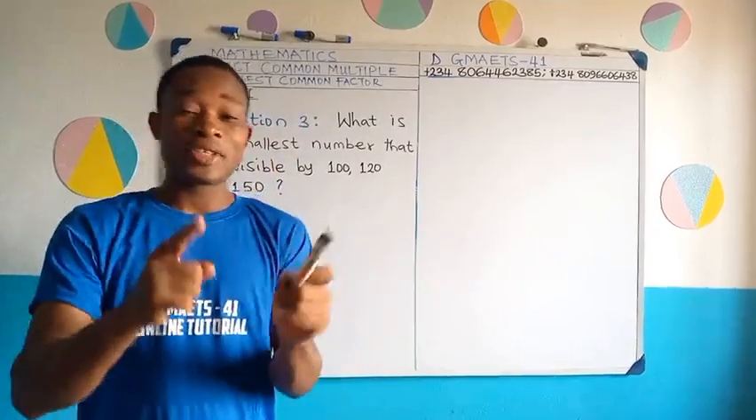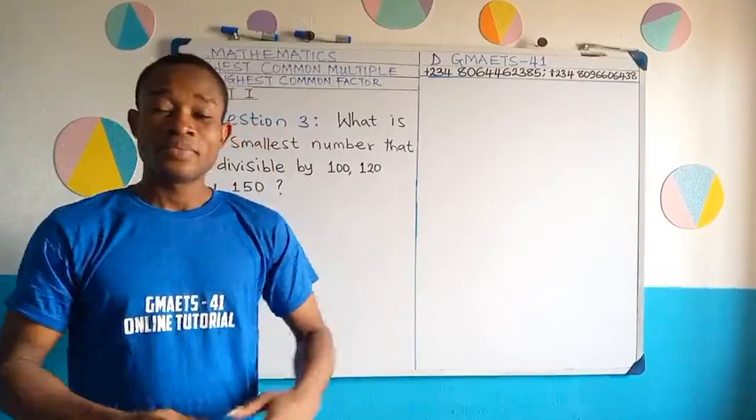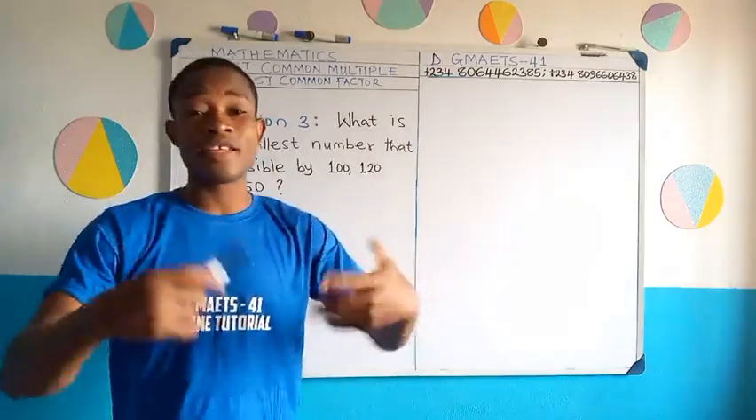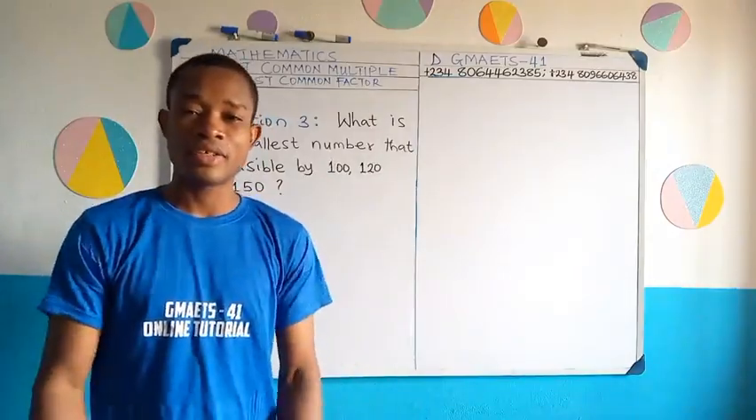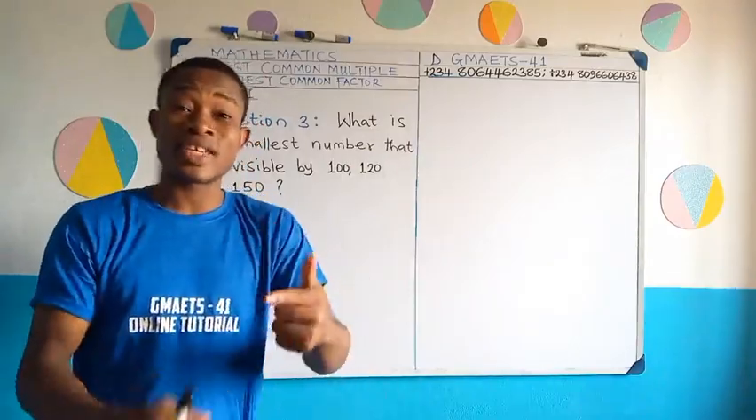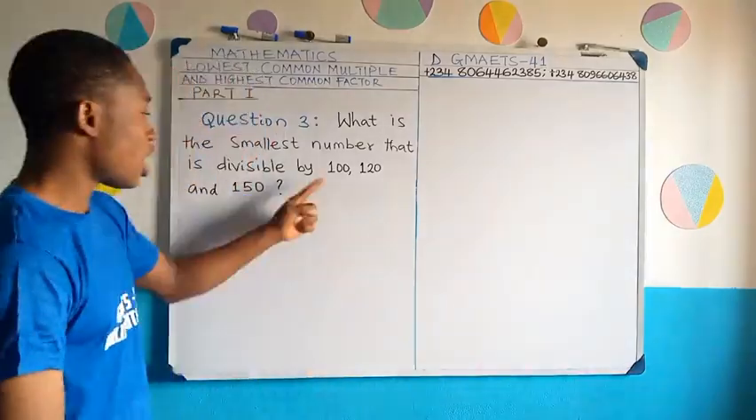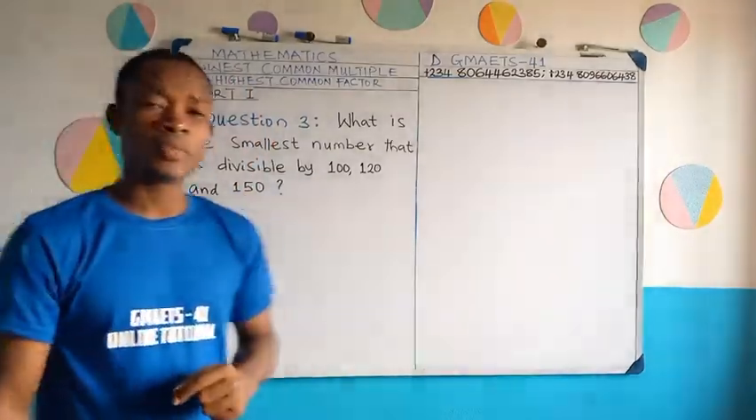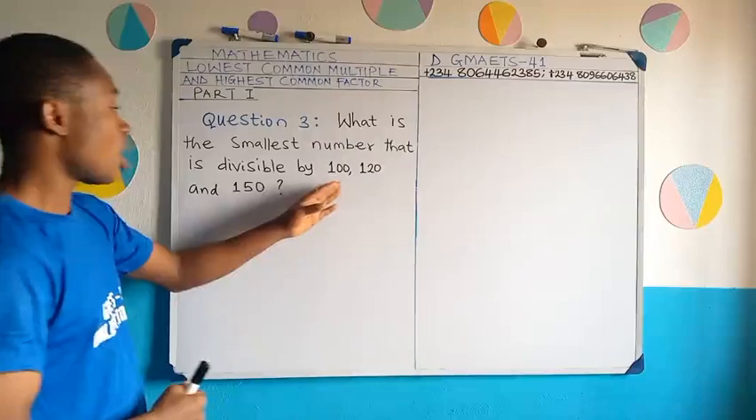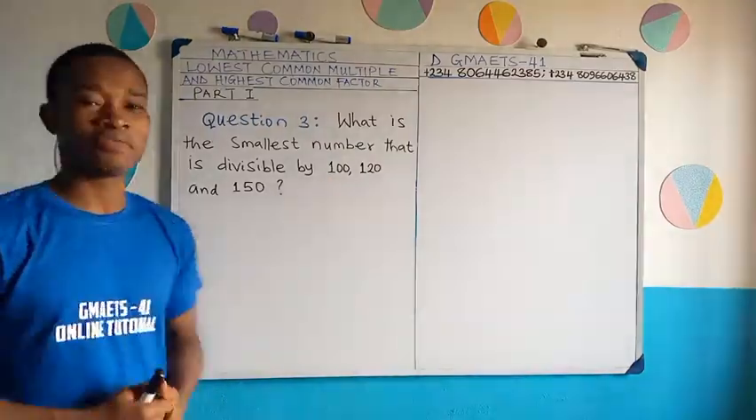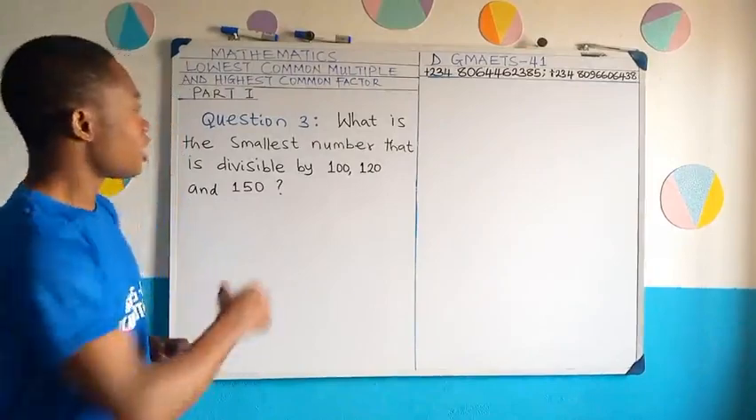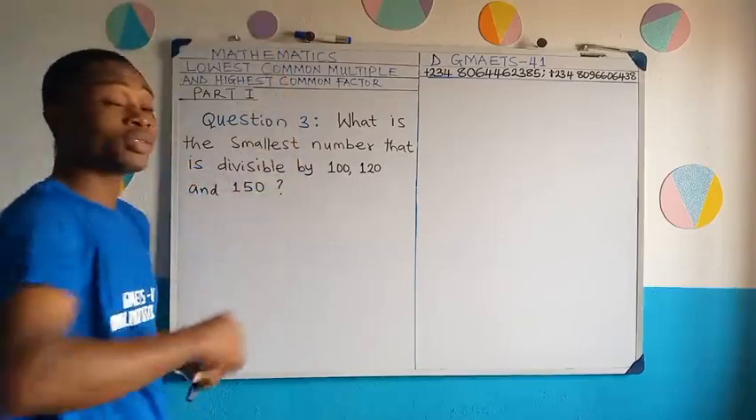Remember the definition or the meaning of LCM. The smallest number, the lowest number that 2 or more numbers can divide without remainder. So if someone is asking you, find the smallest number that is divisible, that is to say that can be divided by 100, 120, and 150, it simply means that they are asking you to find what? The LCM of 100, 120, and 150. Do you understand that?